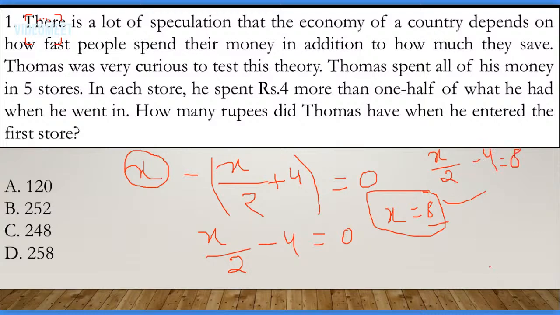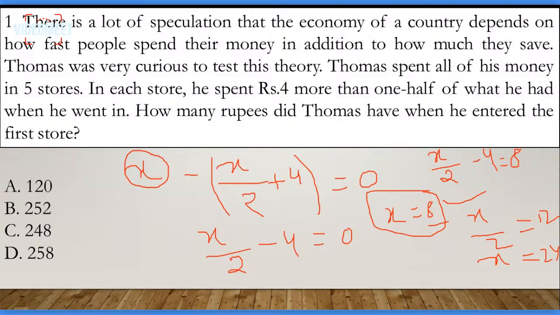Why? After spending the money he has only 8 rupees in his pocket before he enters the fifth store. Fine. That means after spending in the fifth store he has x/2 - 4, and it is equal to 8. That means x/2 is equal to 12. And what is the value of x for the fourth store? It is 24. That means he has 24 rupees when he enters the fourth store.